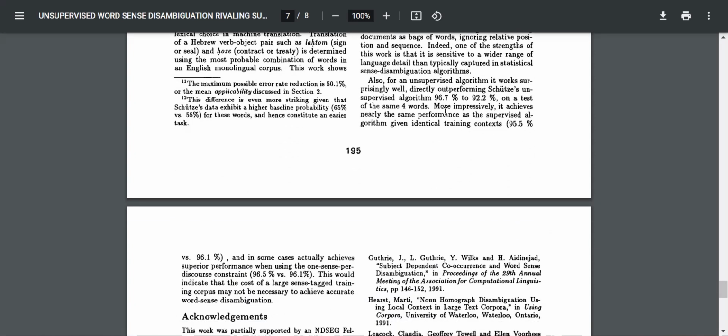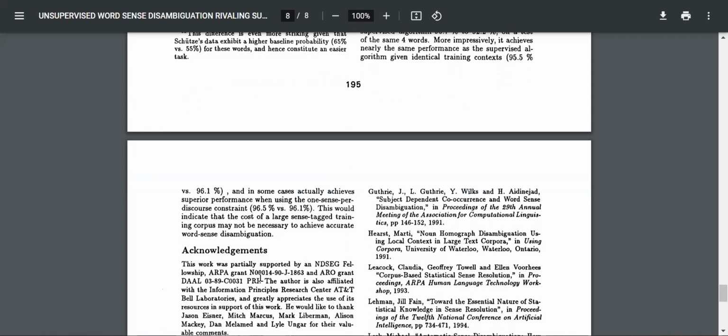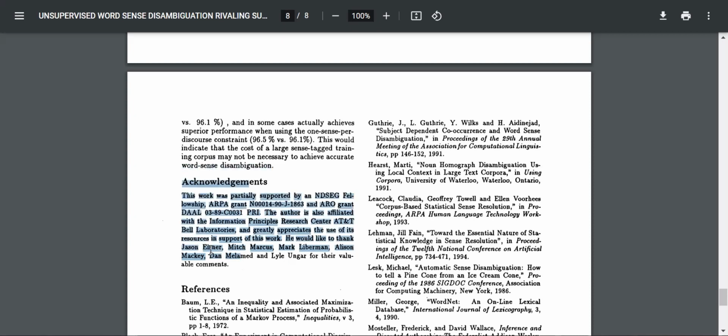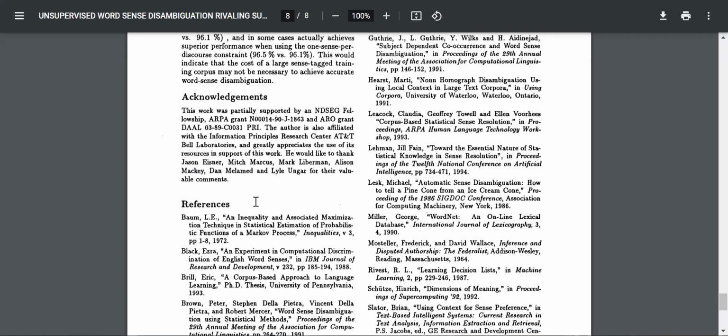Also, for an unsupervised algorithm, it works surprisingly well, directly outperforming Schütze's unsupervised algorithm on a test of the same four words. More impressively, it achieves nearly the same performance as the supervised algorithm given identical training context, and in some cases, superior performance as well. This would indicate that the cost of a large sense-tagged training corpus may not be necessary to achieve accurate word sense disambiguation. And now they've also thanked the author and the supporters.